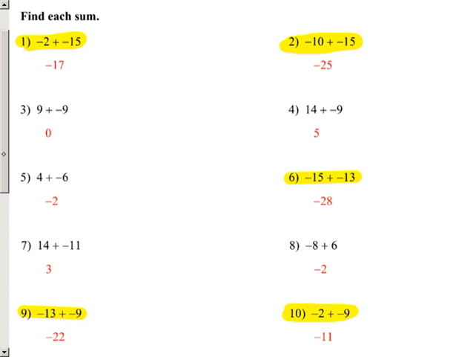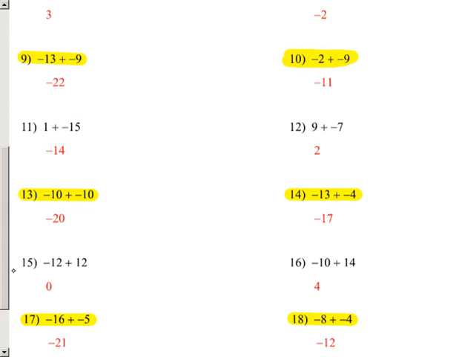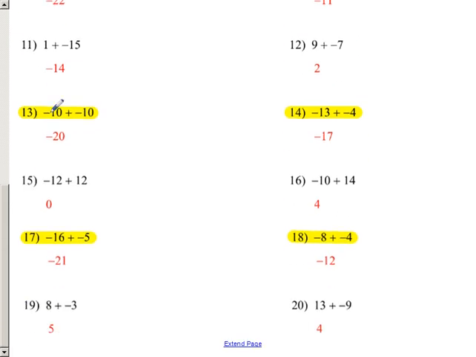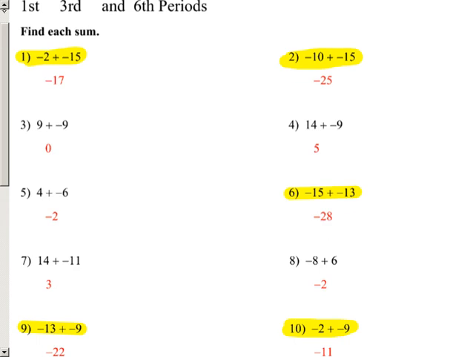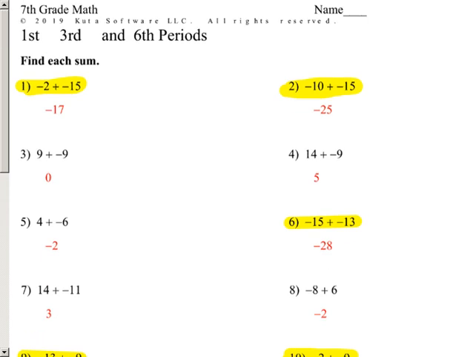And let's scroll on down and take a look at the other problems that are like those: 13, 14, 17, and 18. So 13 is negative 20, 14 is negative 17, 17 is negative 21, and 18 is negative 12. Okay, the reason that I've highlighted these is that they are slightly different than the non-highlighted problems, and that's because the two numbers that you're adding together are both negatives.